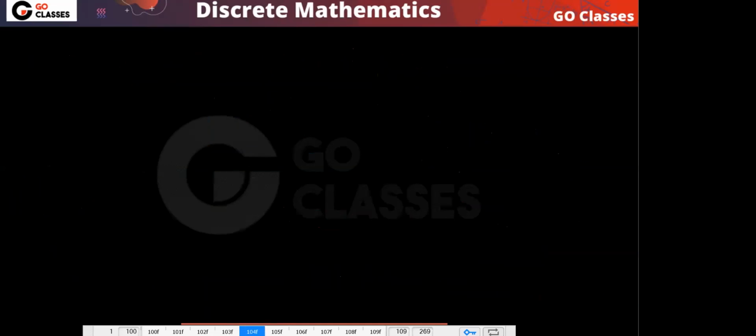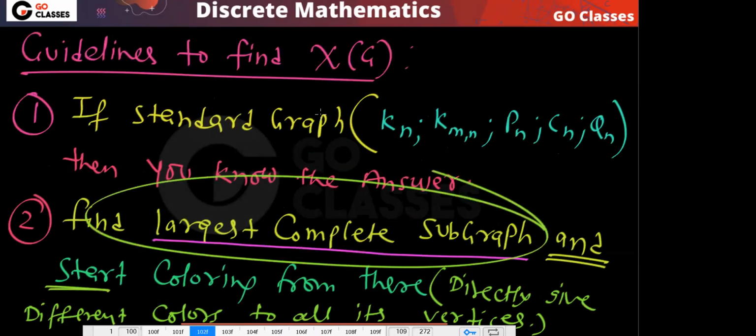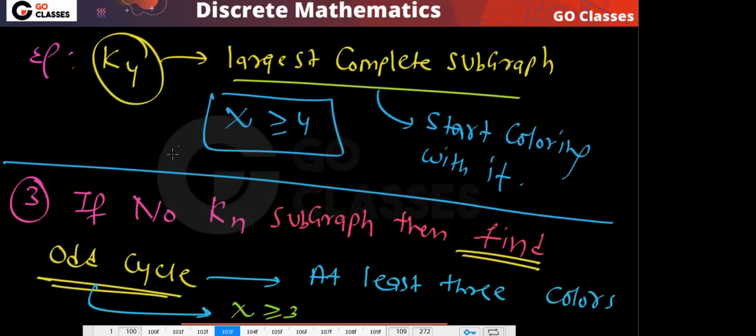Okay, is this clear? So first find the largest complete subgraph, and you can start with it. Then you find an odd cycle. Nikhil, C5 and C7, we did not cover them yet. Mainly which cycles will you try to find? C3, C5. These cycles you will try to find mainly.